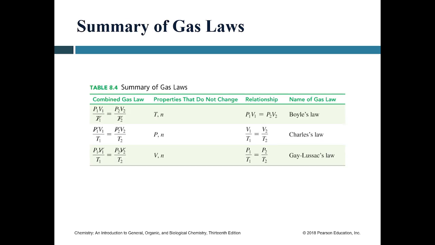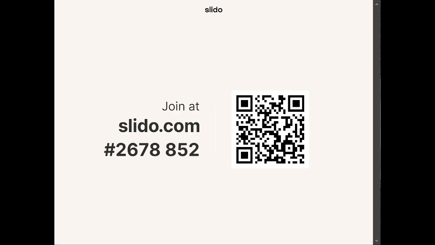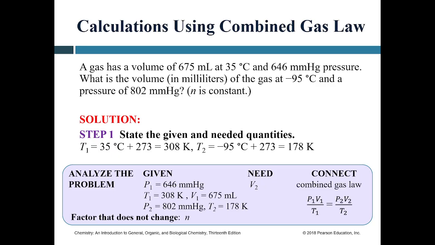Okay. So again, those are the summary of each of those. That's a Q&A if you need it. So a gas has a volume of 675 milliliters at 35 degrees Celsius, 646 millimeters Hg of pressure. What is the volume in milliliters of a gas at negative 95 degrees Celsius and a pressure of 802 mmHg?